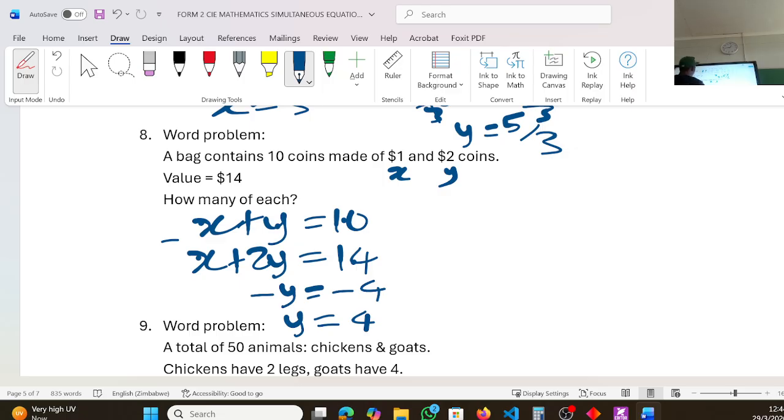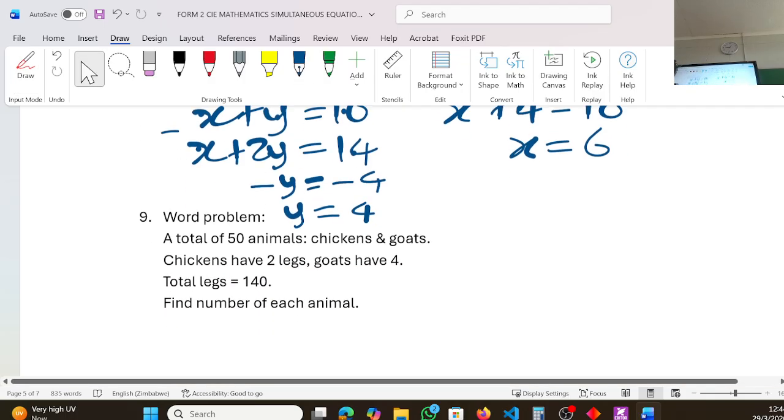And if they are 4, I can say x plus 4 gives me 10. So the x coins, they are actually 6. And if we say 6 plus 4, in terms of number of coins, it gives us 10. And when I double the value, because the y coins carry a double value, it gives me 14. I think those are the values of x and y.